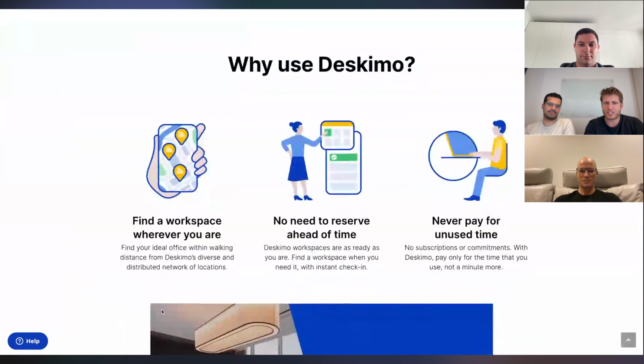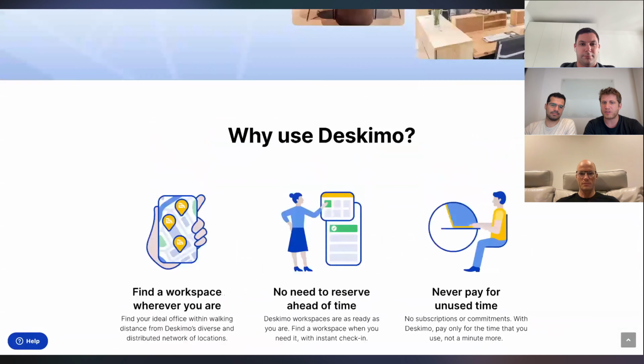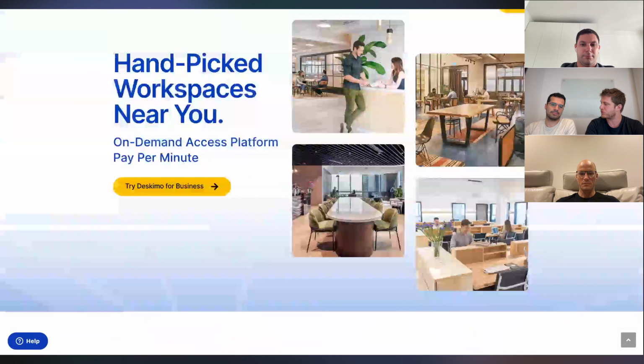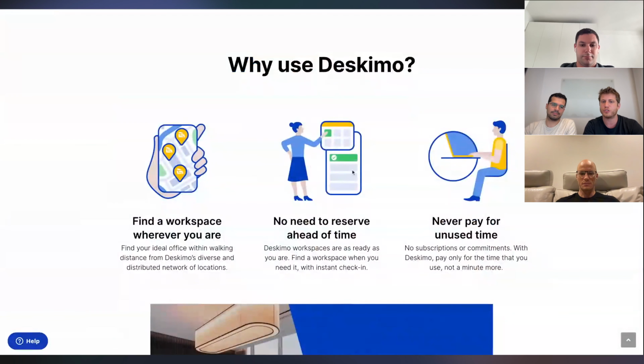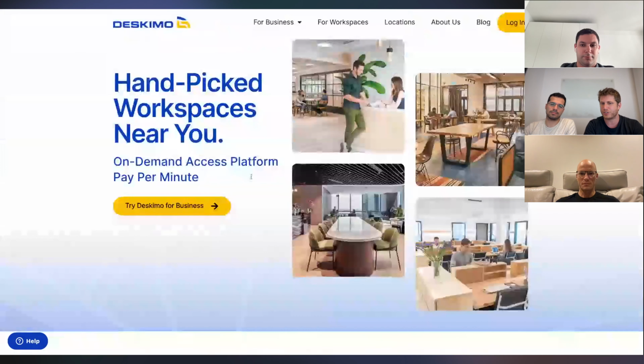Why use Deskimo? So right off the bat, I'm seeing something here where it's a bit of a no-no. One, it almost looks like a different site. Outside of the blue and the yellow motifs, it almost looks like a different site. And I think it's because you're introducing illustrations for the very first time, where previously it was not introduced.